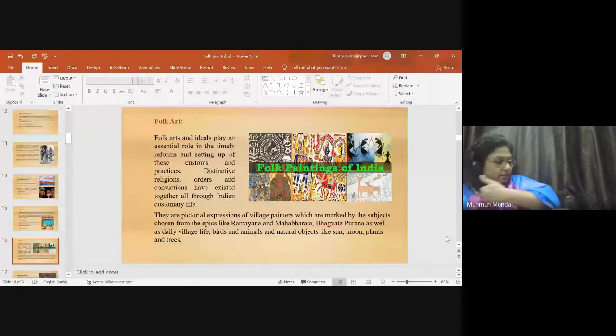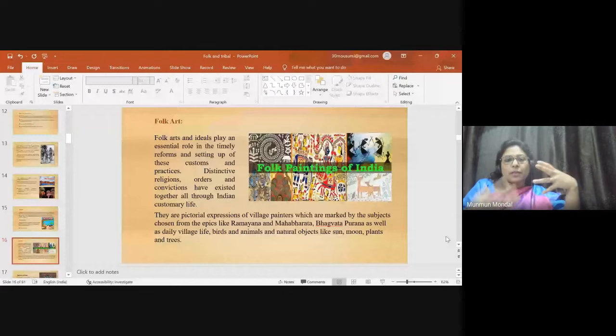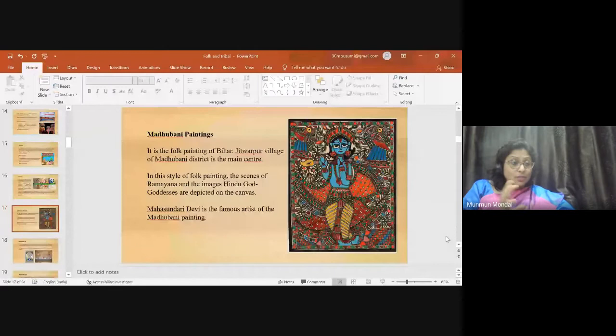Okay, when we are talking about folk painting, it is the most common way to speak their local language through painting. Okay, and we can see that our daily life, flora, fauna, in and around is very much reflected in this folk painting. The first folk painting, the most common one, is Madhubani painting.